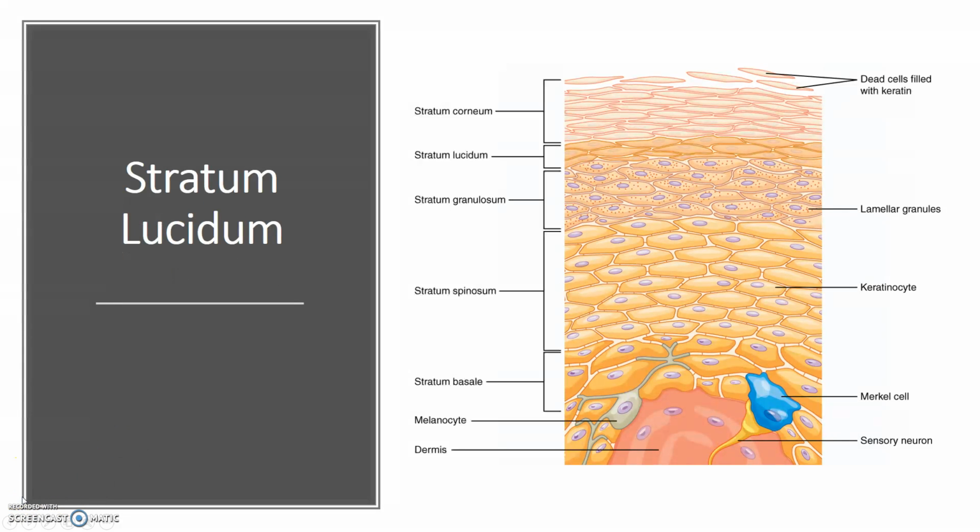The next layer, the stratum lucidum, is a smooth, seemingly translucent layer of epidermis located just above the stratum granulosum and below the stratum corneum. This thin layer of cells is found only in the thick skin of the palm, soles, and digits.